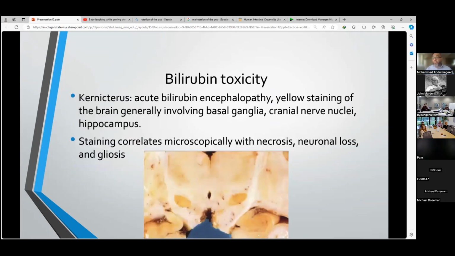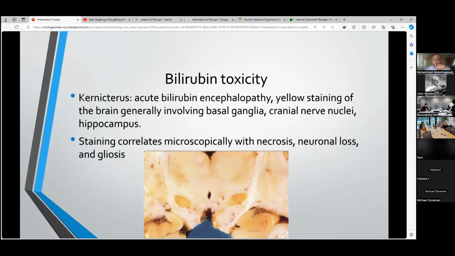Next item is bilirubin toxicity, which used to be known as kernicterus. Kernicterus itself is the clinical entity, but the big picture is called bilirubin toxicity. So it's acute bilirubin encephalopathy, yellow staining of the brain, generally involving the basal ganglia, cranial nerve nuclei, and hippocampus. As you can see here in the image, this is the basal ganglia, stained yellow. If you compare it to the other matter of the brain, it's very yellow here.